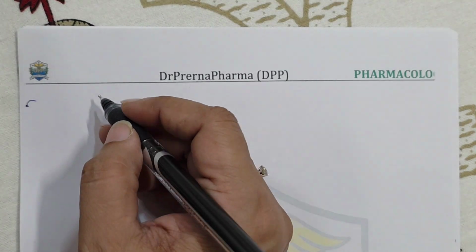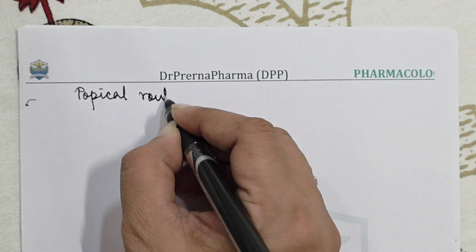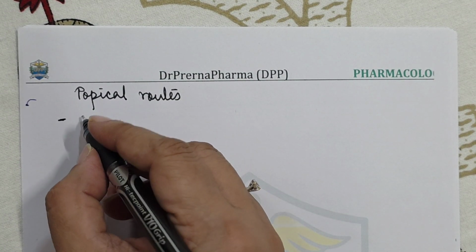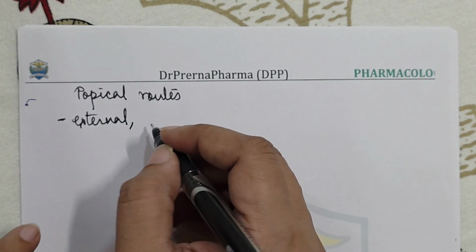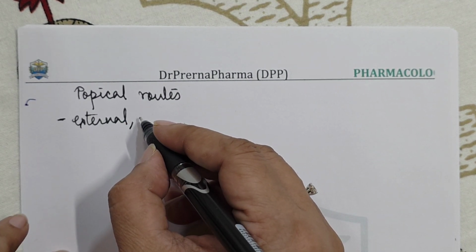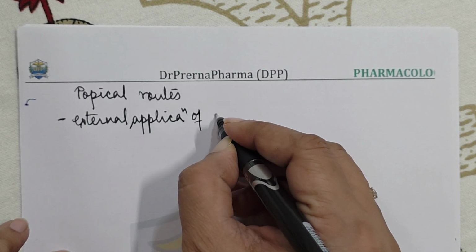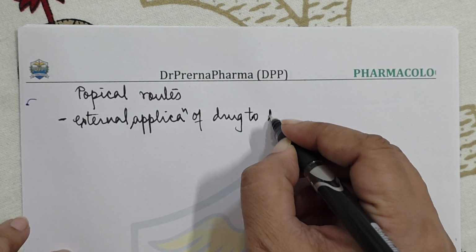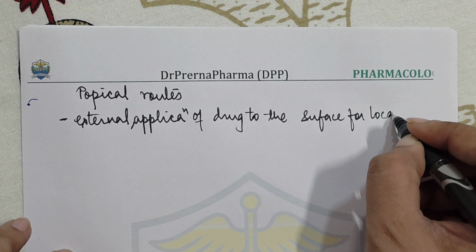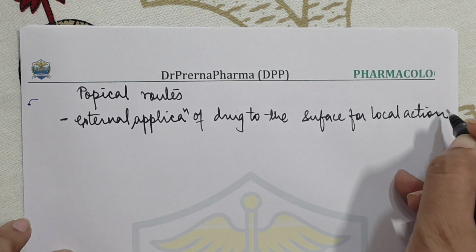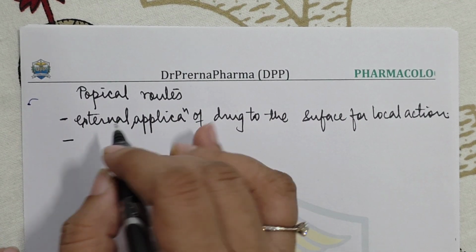Okay, so now let's see the topical routes. Now in topical routes, as we have seen, it is mainly skin or buccal mucosa or eye, ENT, the rectal, vaginal. So basically it is external application. By topical route we mean external application of the drug to the surface for local action. We want the action at that place only, right? So that is a topical route, and drugs are effectively delivered at that place.